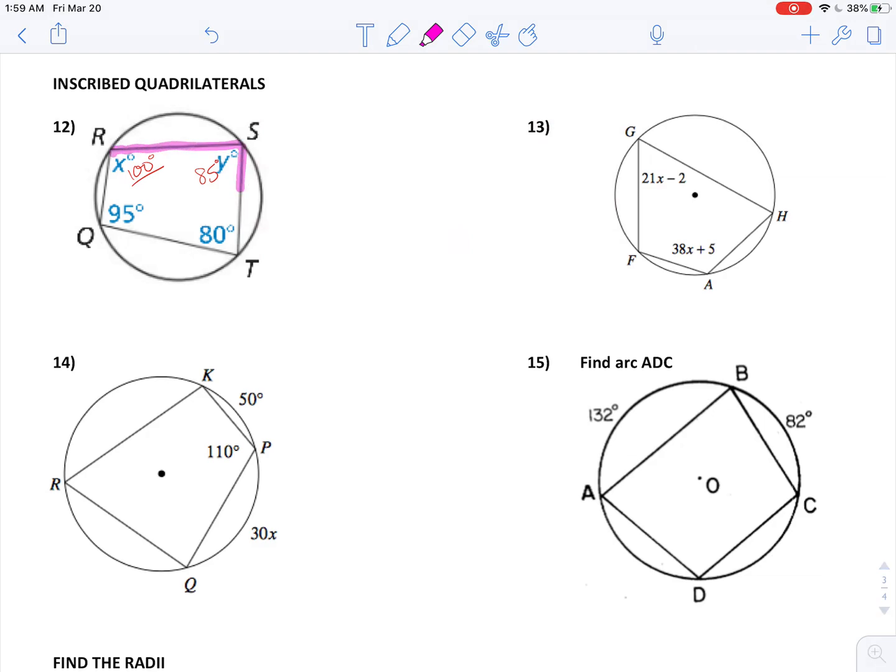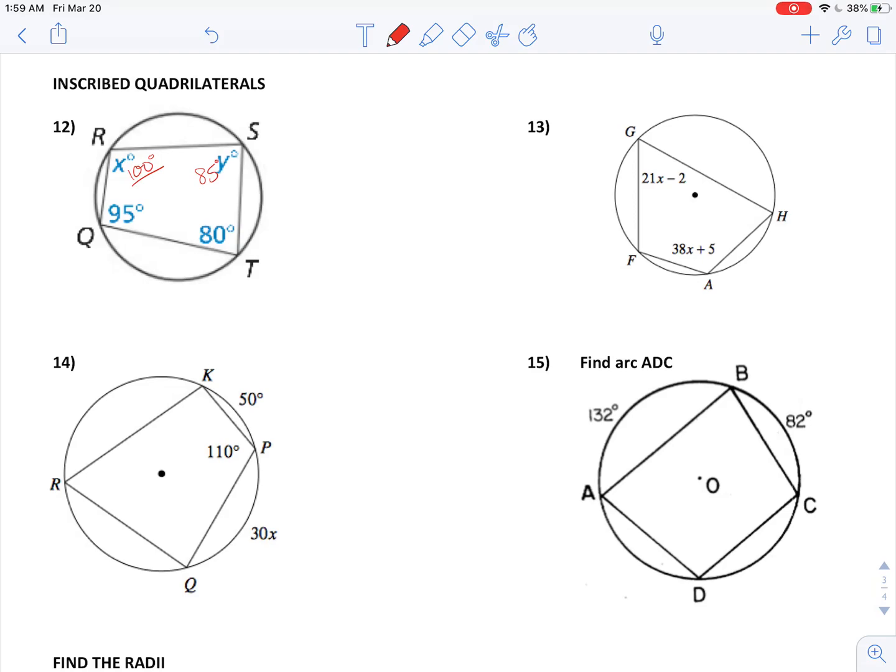And we could always find these arcs that are intercepted, by 85. 85 times 2 would get me 170. It's not really what we're being asked here, but it's a preview of what we might see in a second. So why don't you guys solve for x in 13, and then we'll come back in 14 and 15 and work together a little bit more.